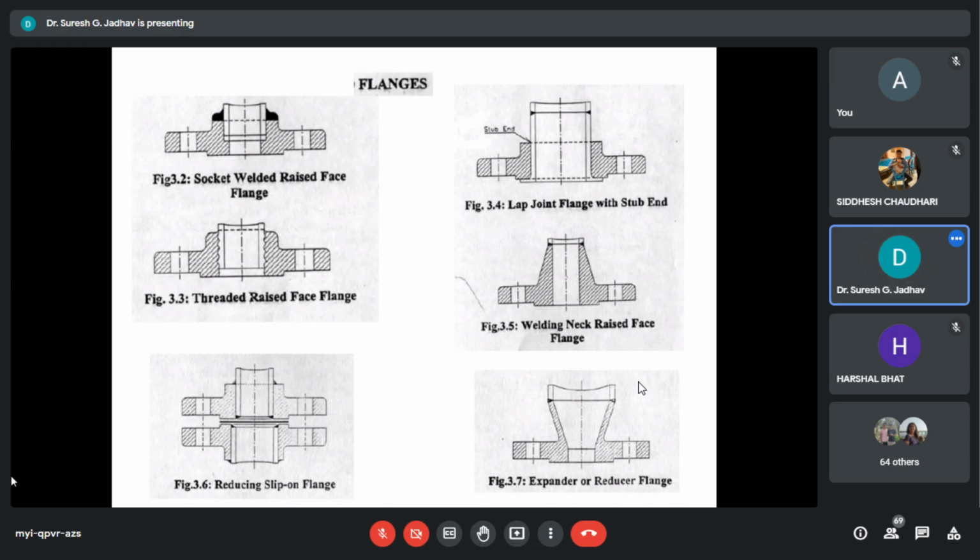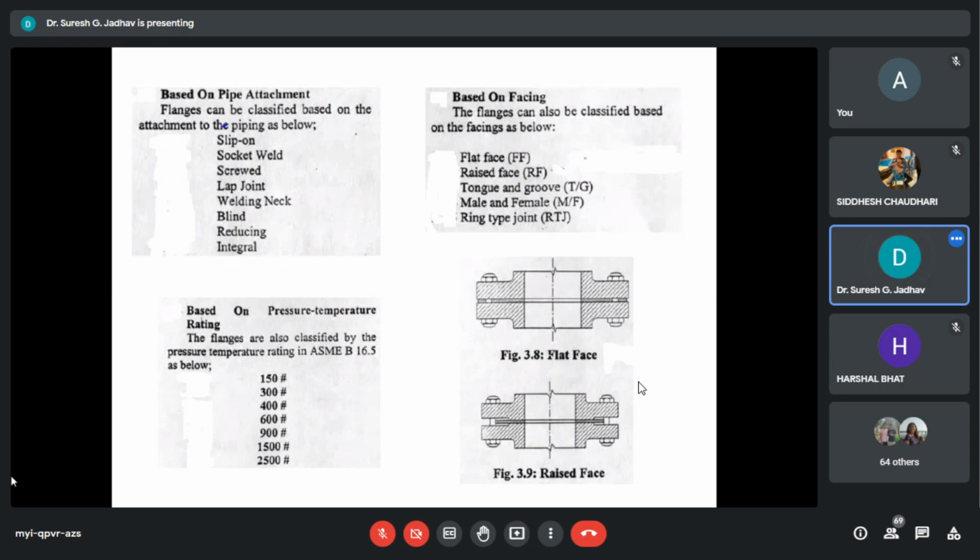Now, slip-on type flanges are attached by welding inside as well as outside.